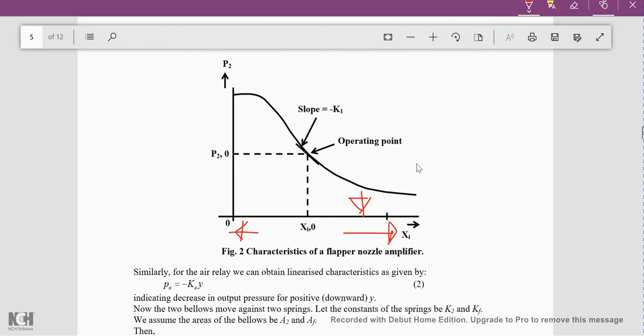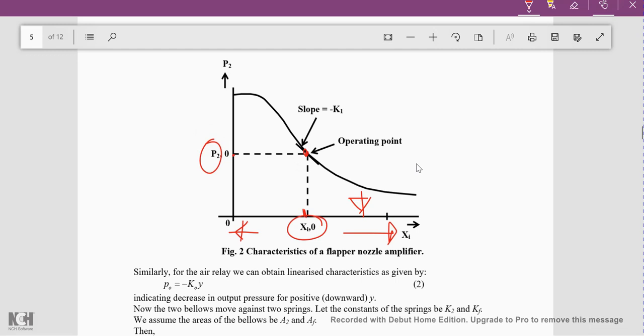Now the displacement at a certain position. Let us say the operating range we are going to consider, it is going to move in a particular range only. It is not going to move from extreme conditions, from 0 to a very large value of xi. So let us say that it has moved by a little bit, and it has come to a coordinate xi 0. So xi is on the x-axis, 0 is for the y. Similarly on the y-axis, the coordinate value is P2, and the x coordinate value is 0. So the intersection of these two will give us one point on the characteristics.